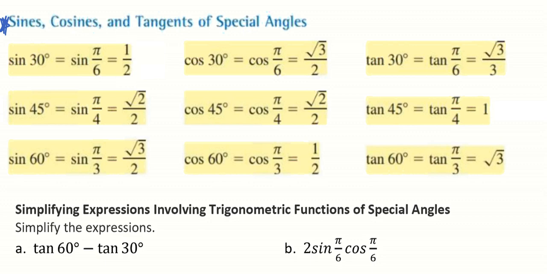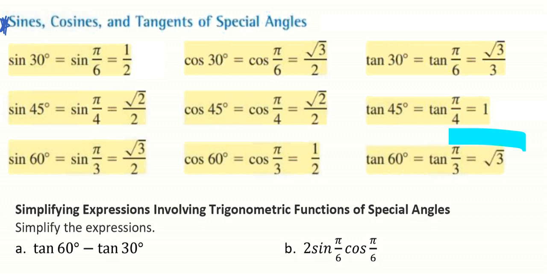And so we can do that for sine, cosine, and tangent, all for 30 degrees. And we can see a kind of shortcut as to what our answer should be there. We've got that for 30 degrees, 45 degrees, and 60 degrees. So in the examples we're going to do, we have simplify the expressions. We're going to start with the first one, the tangent of 60 degrees minus the tangent of 30 degrees.